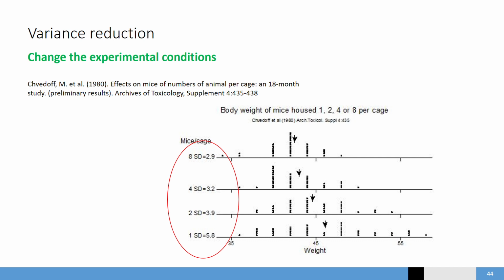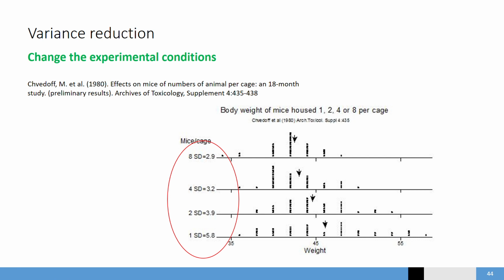Okay, about variance. Sometimes the experimental conditions induce a variance and we are not aware of that. So here is an example where this person was analyzing the weight of the animals after 18 months, and he was doing experiments in which the number of mice per cage was 1, 2, 4, 8, and then they were measuring the weight of those animals.